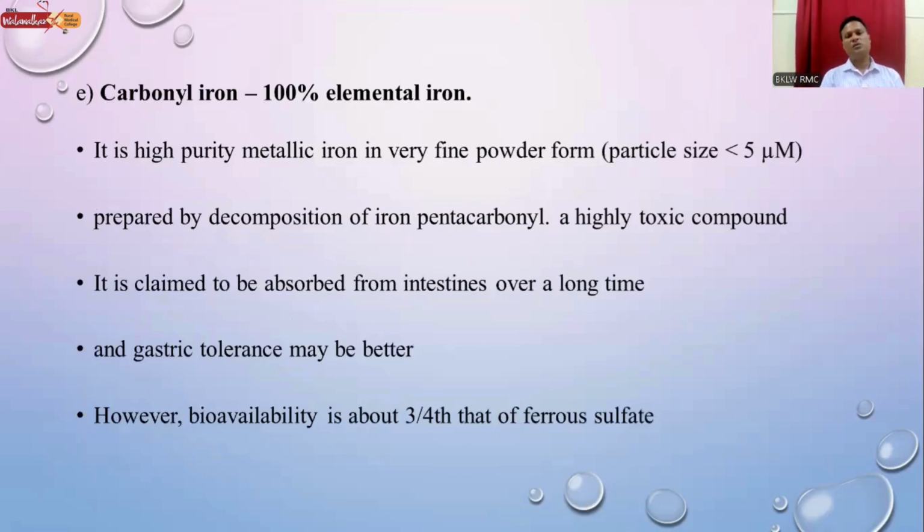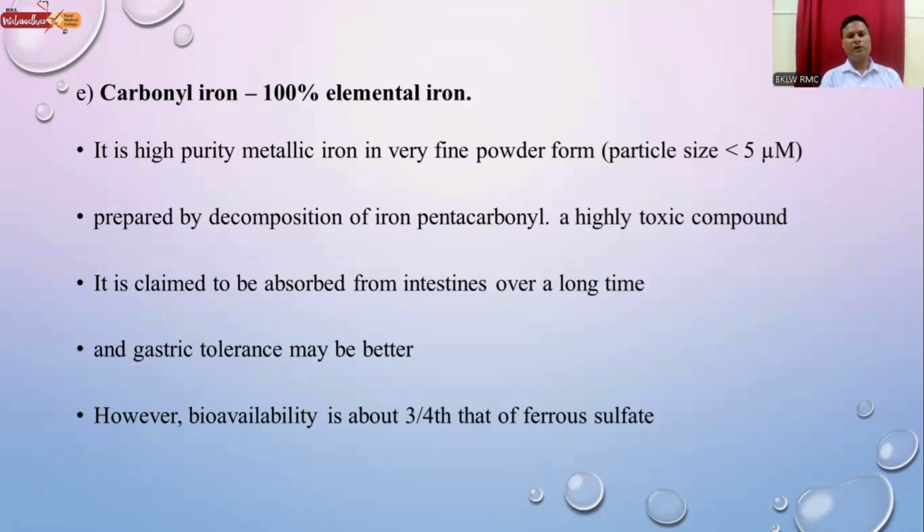Similarly, carbonyl iron contains 100% elemental iron. This carbonyl iron is a highly pure metallic iron, present as a very fine powder with particle size less than 5 micrometer. It is mainly prepared by decomposition of iron pentacarbonyl, which is a highly toxic compound. It is claimed that it is absorbed from the intestine over a longer duration, and gastric tolerance of carbonyl iron is more.